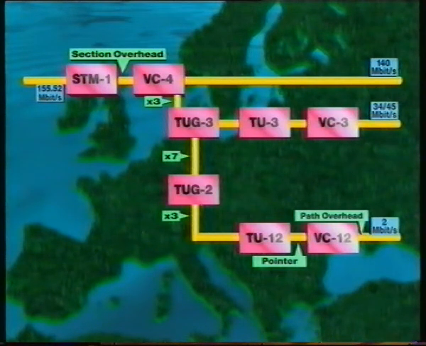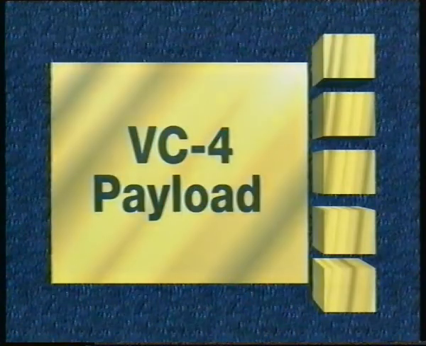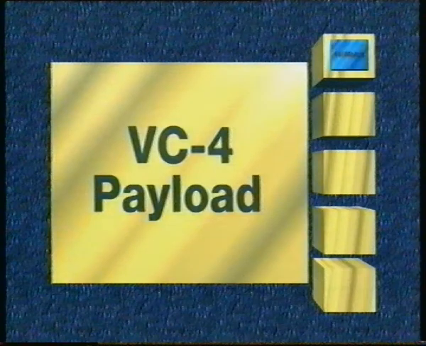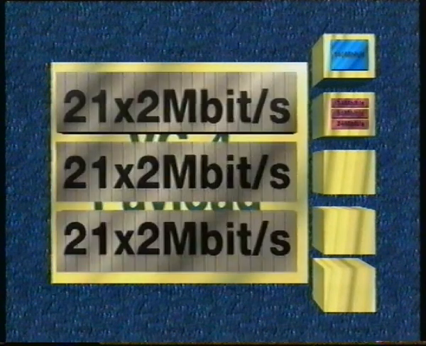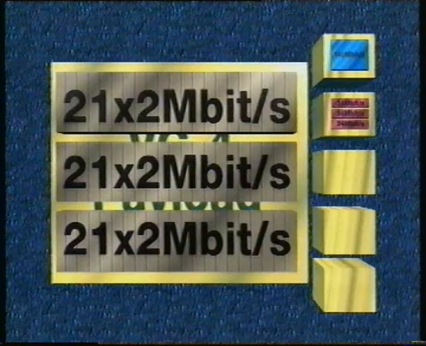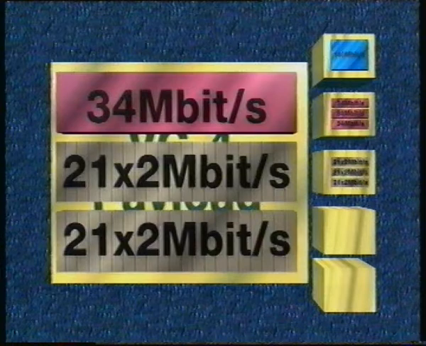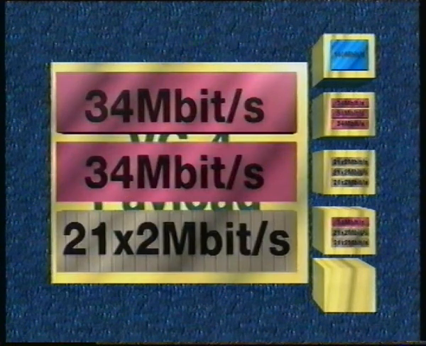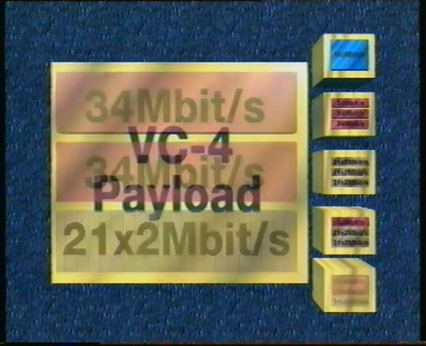Have you worked it out? Well, let's have a look at the VC4 payload. It can carry a single 140 megabits per second signal, 3 34 megabits per second signals, 63 2 megabits per second signals, or a combination of 1 34 megabits per second signal and 42 2 megabits per second signals, or 2 34 megabits per second signals and 21 2 megabits per second signals.